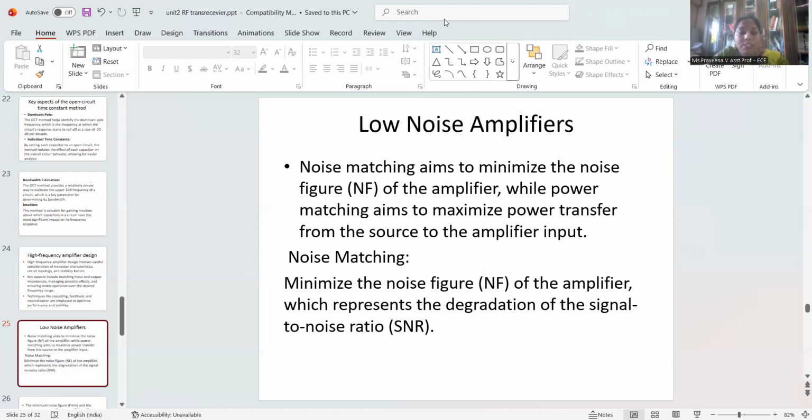Why is noise matching important? Many communication systems receive extremely weak signals, right? So if the first amplifier adds excessive noise, the original information may become very difficult to recover, right? Therefore, the first stage of a receiver is usually designed for minimum noise rather than maximum power transfer. We have to consider the minimum noise rather than maximum power transfer. That is the main motto while designing the circuit.